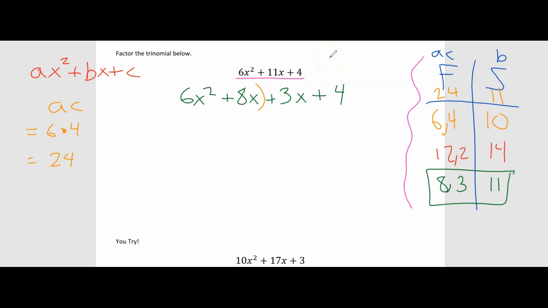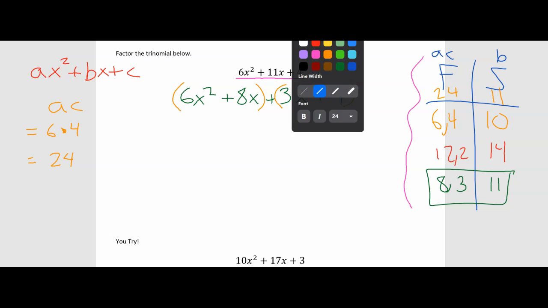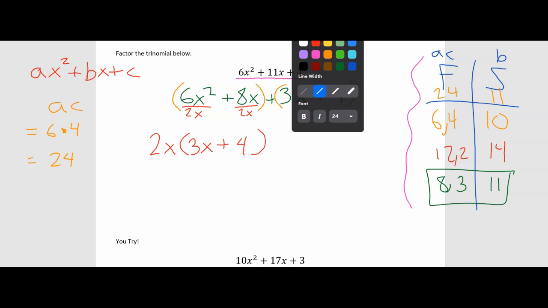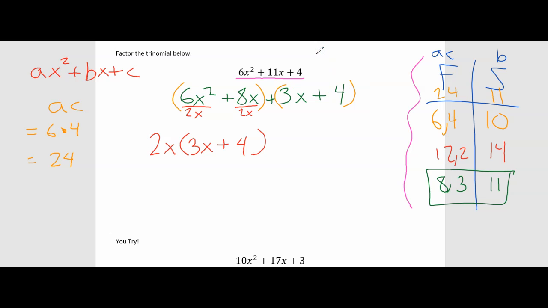And what that means is I group these two sets of terms together. Now, I find the greatest common factor of each of those sets of parentheses. Well, for the first set, greatest common factor is 2x. And you could think about it, if I divide each of these by 2x, I'm going to get 3x plus 4. Now, if I think about the greatest common factor for my second set of parentheses, it's actually just 1.